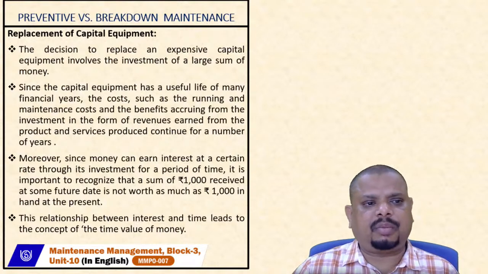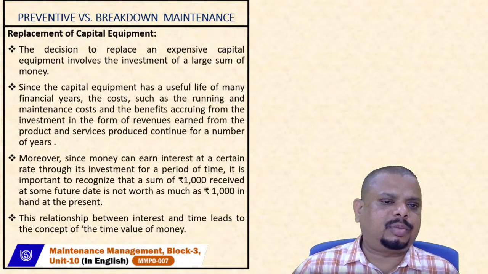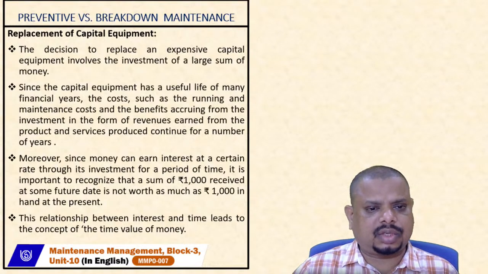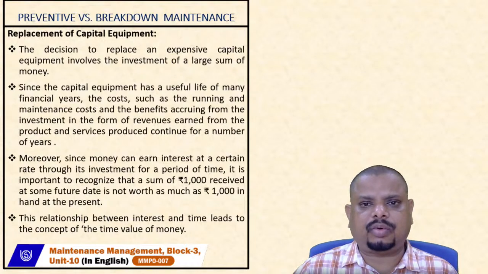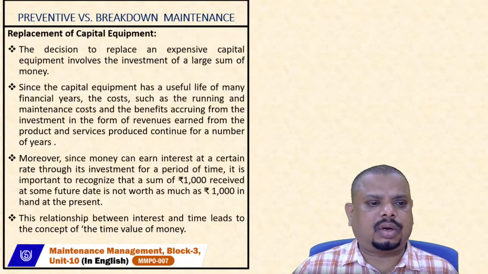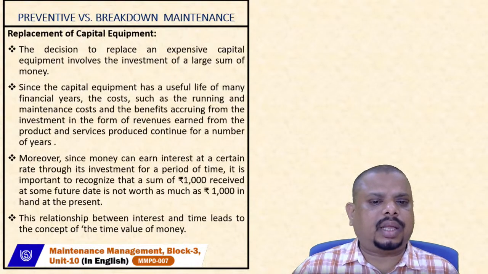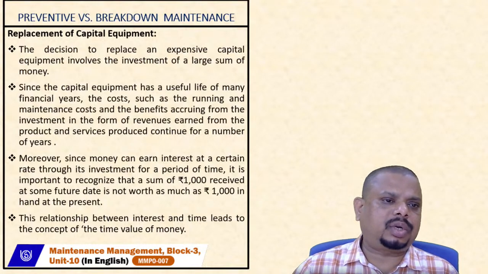So before implementing the replacement of capital equipment, you have to take the decision about these highly expensive capital equipments. The next important part is that capital equipment has a useful life of many financial years. So here you have to focus upon the costs such as running and maintenance cost, and the benefit occurring from the investment in the form of revenue earned, or simply the return on investment of this capital equipment after a certain amount of running life. Then you have to focus upon the product and service produced, which continue for a number of years. In this way, you have to take the decision.